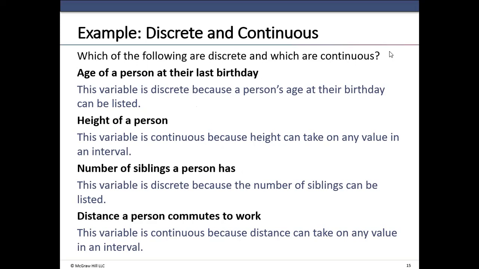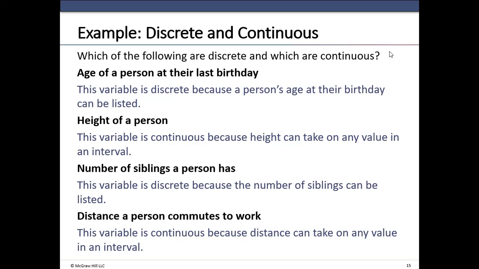Note, there is no decimal value involved here. Height of a person is continuous because it is measured and can take any value in an interval, such as between 5 feet and 6 feet. Number of siblings a person has, numbers of brothers and sisters, you list or count, starts from 0, then 1, no decimal value is possible, so it's discrete.